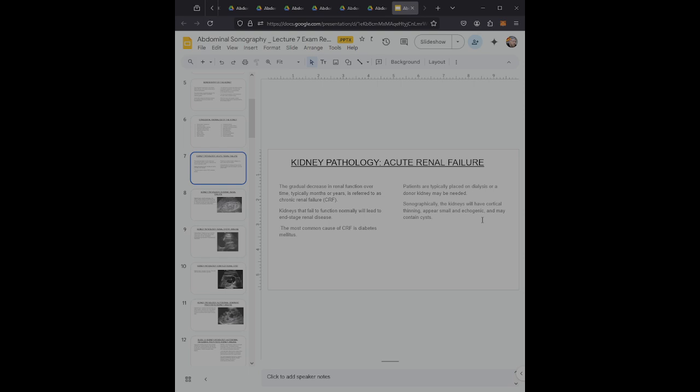Clinical findings of acute renal failure include oliguria, hypertension, leukocytosis, hematuria, edema, and hypovolemia. Sonographically, the kidneys may appear normal, or they may have some echogenic structures, and hydronephrosis may be present.